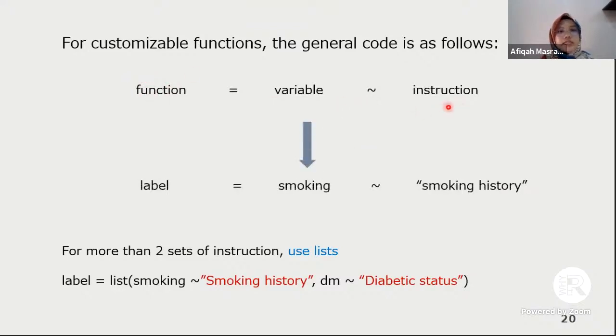As an example here, if you want to change the label, you have to write down the function as label and subsequently choose a specific variable, which here I will choose smoking, and the instruction is to change from smoking to smoking history. Let's say that we have more than 2 sets of instructions in a particular function, so we have to use list. So here is an example of having label with a list, with smoking changing to smoking history, and DM changing to diabetes. So that's how you have to compute for more than 2 sets of instructions.